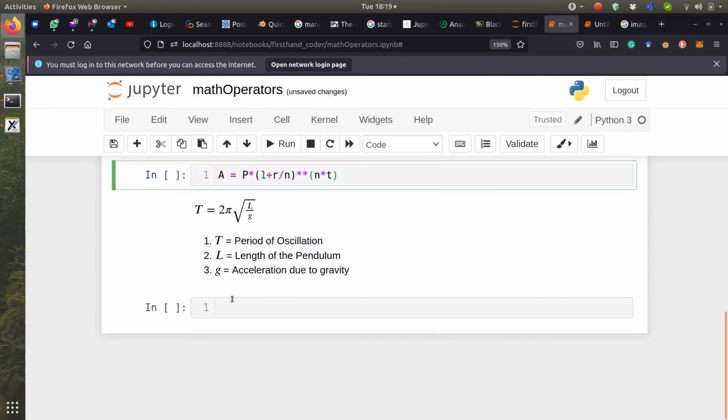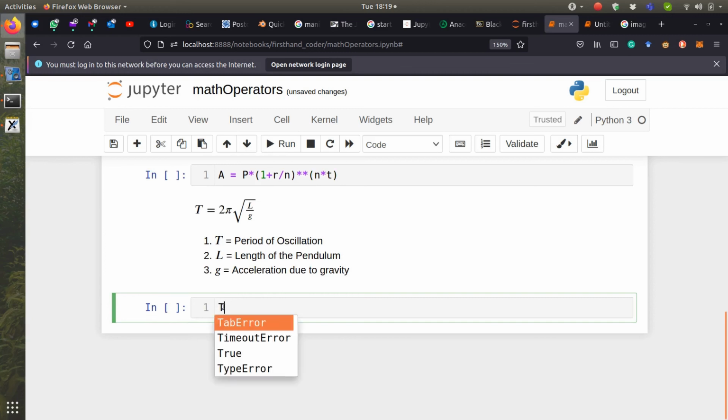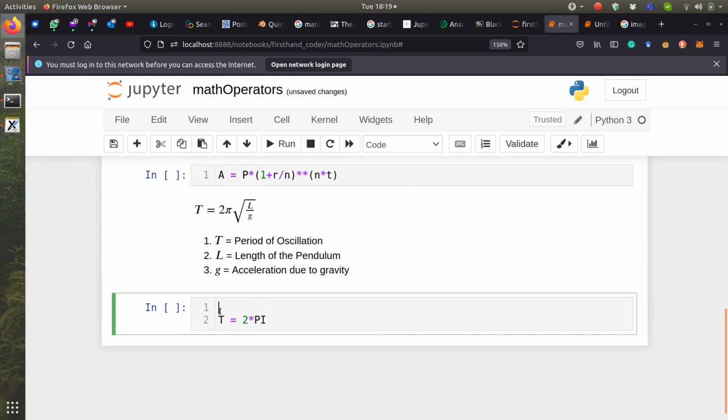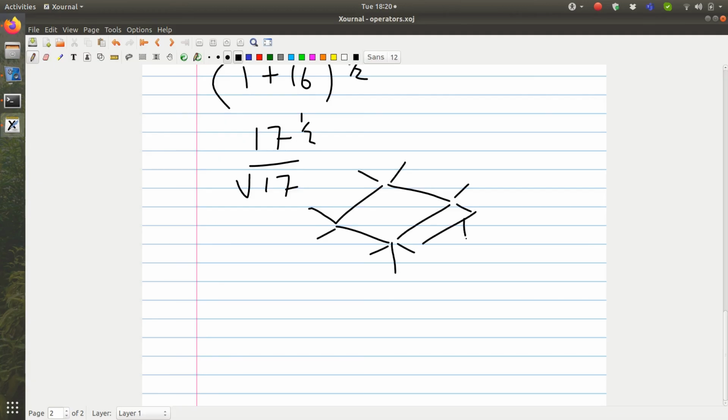Okay, now let's try this next one. Here we said T is equal to 2 times pi. So we have to import pi from the math package in Python. So we say from math package import pi. So now I am free to use pi here. The math package is just a place where you find many functions and constants that you can use.